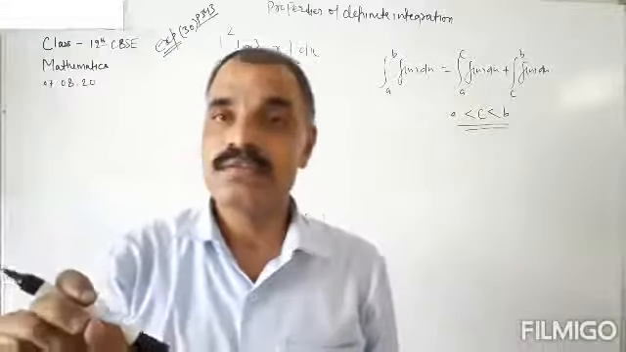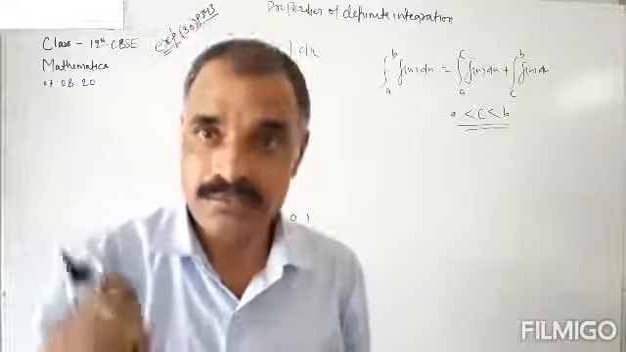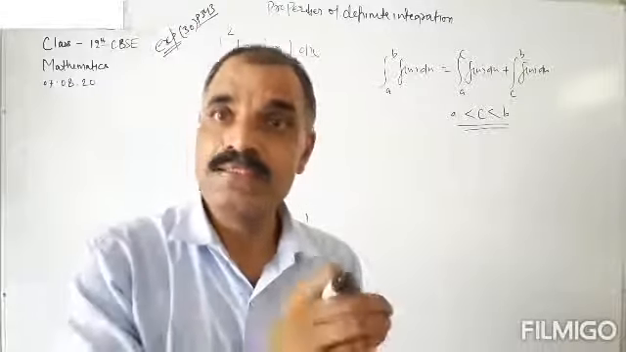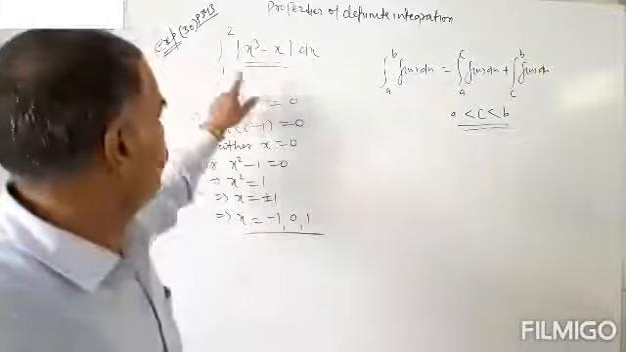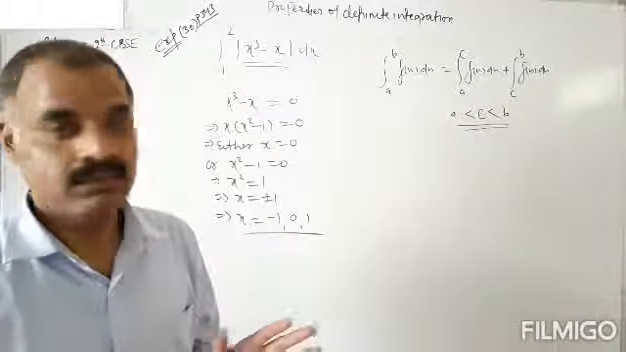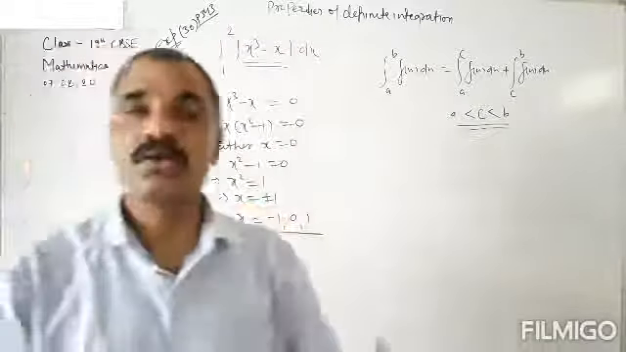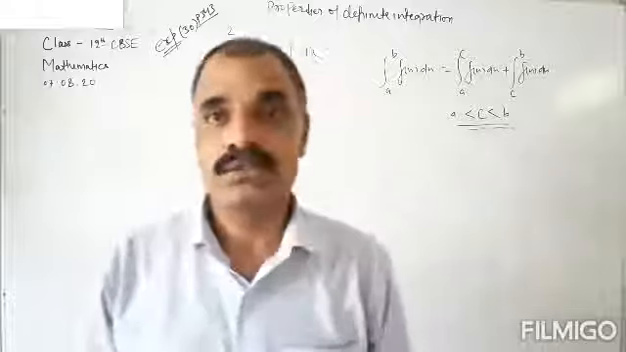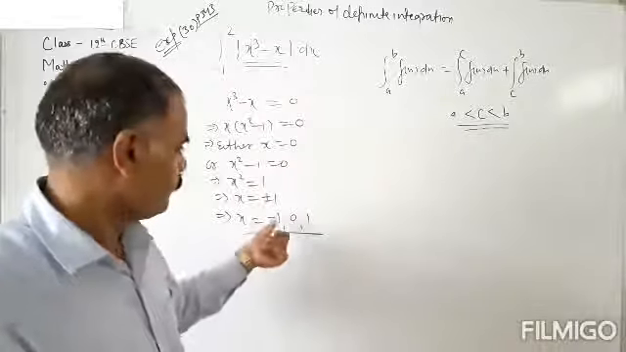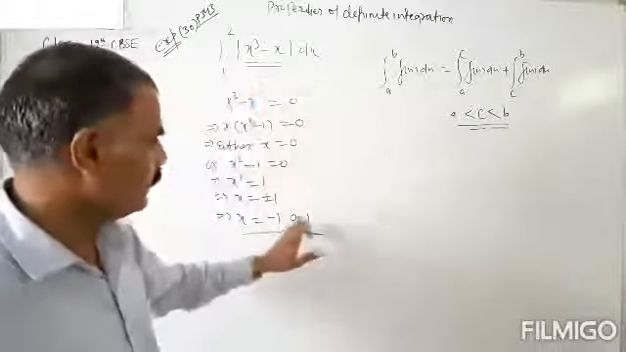And these values of x are c, if these values lie between a and b, that is minus 1 and 2. Then these are the values of c. So c is equal to minus 1, which is the starting point, that is a. Then 0 and 1.